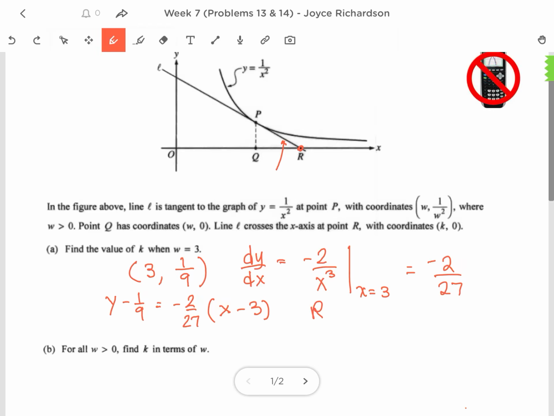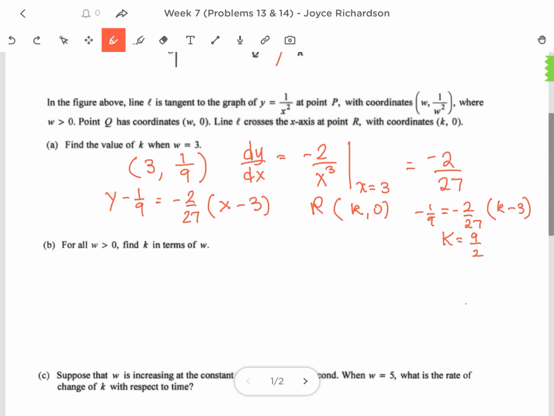And now I'm looking for point R. Point R is the point (k, 0). So if I put that in, negative 1/9 is equal to negative 2 over 27 times (k minus 3). And if I solve for k, we end up getting k equals 9/2. Now, I'm doing that to save time. I need to see your algebra behind that work, not just taking my word for it, okay?